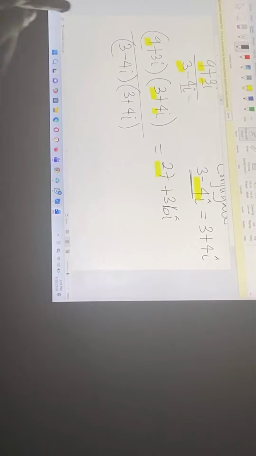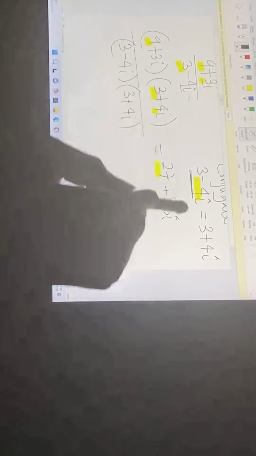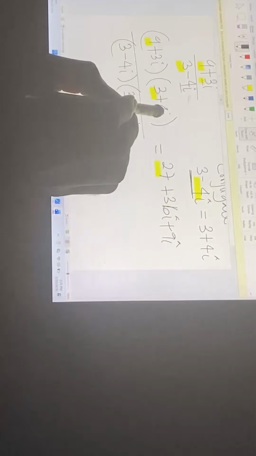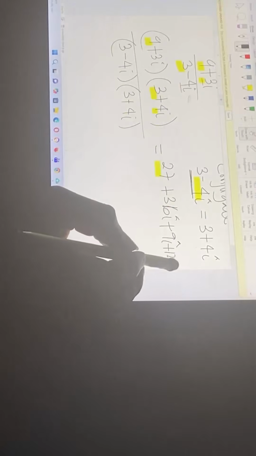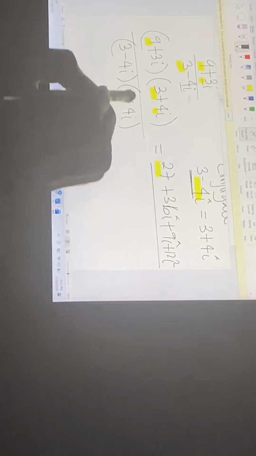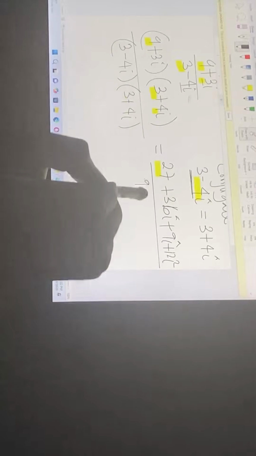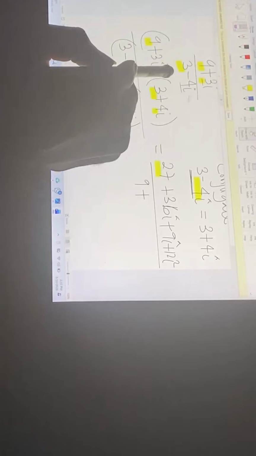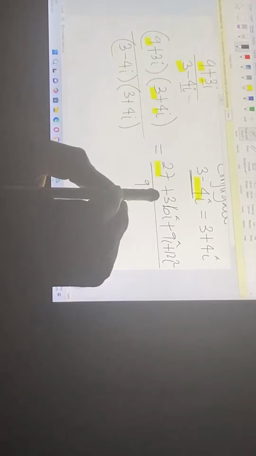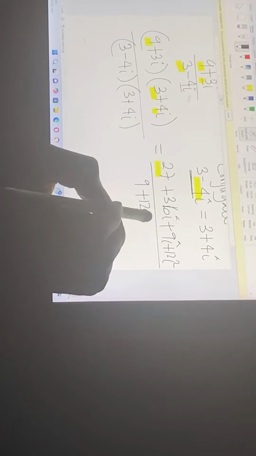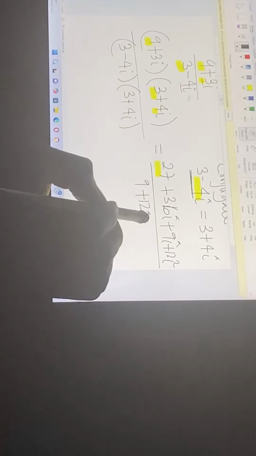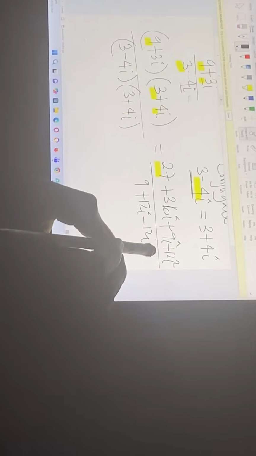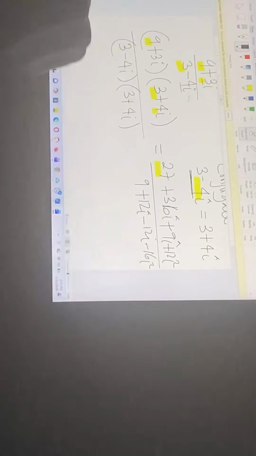Please take note. So we are done with 9. Now 3i: 3i times 3 will give us plus 9i. 3i times 4i will give us plus 12i squared. Over, 3 times 3 will give us 9. 3 times 4i will give us plus 12i. Minus 4i times 3 will give us minus 12i. Minus 4i times 4i will give us minus 16i squared.